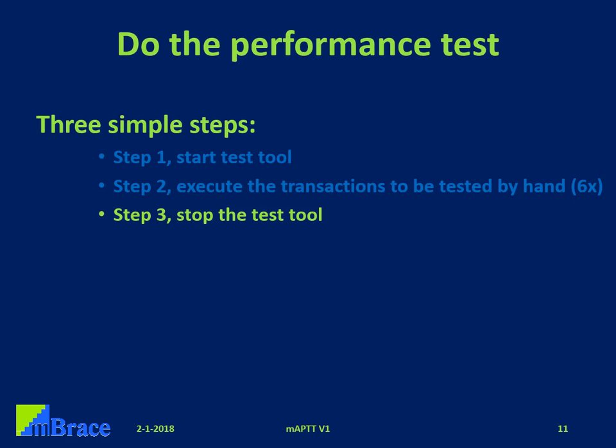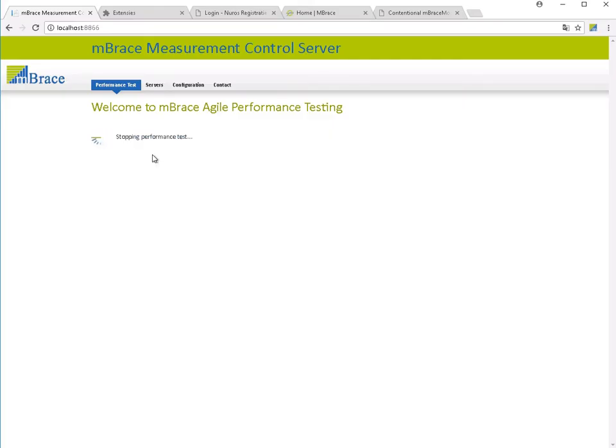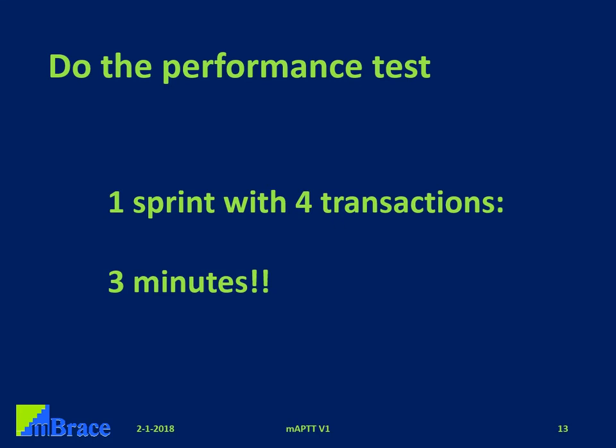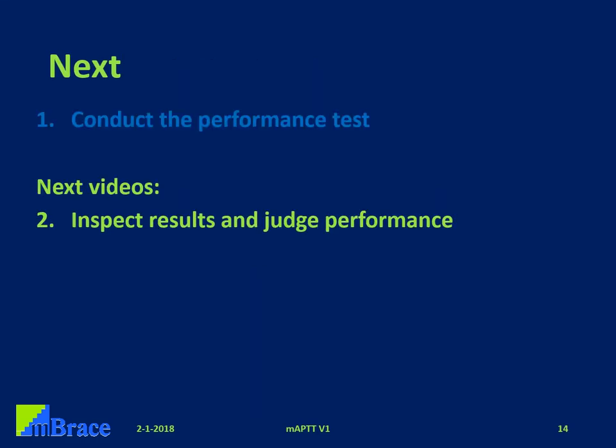Step 3. Stop the tool and conclude the performance test. This performance test on a sprint with 4 transactions takes 3 minutes. After doing the performance test, you judge the results in the Embrace model. Watch video number 2 for this.